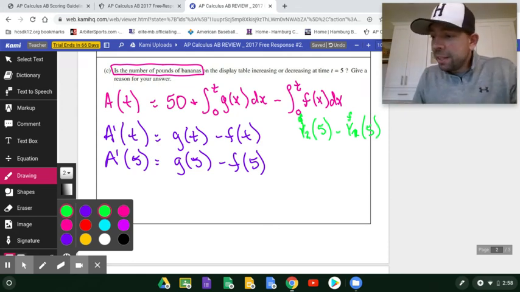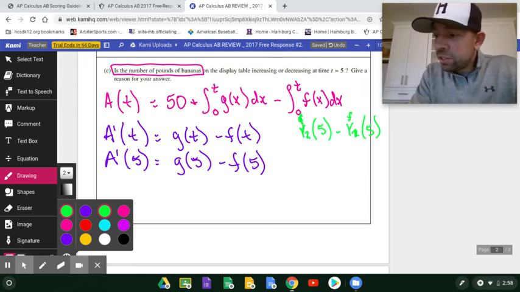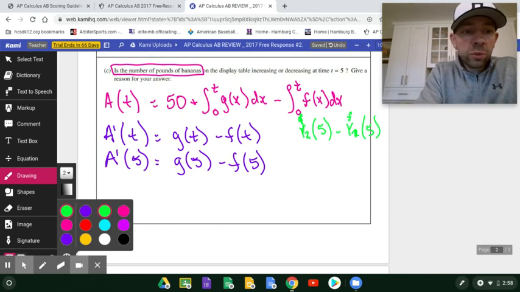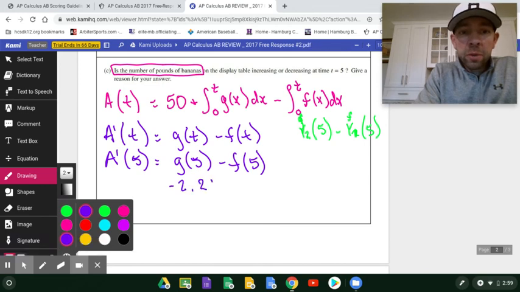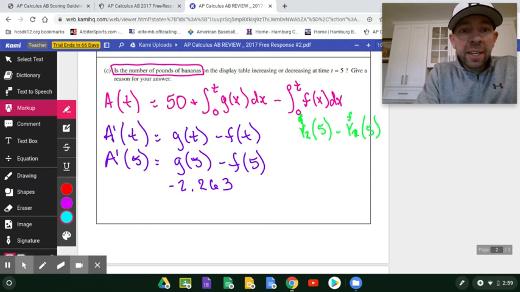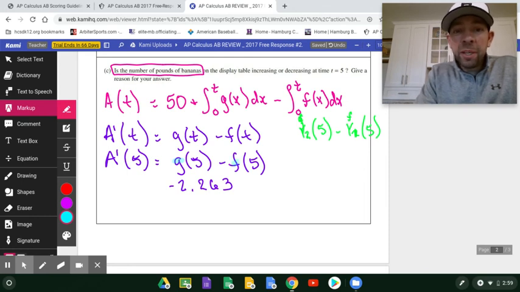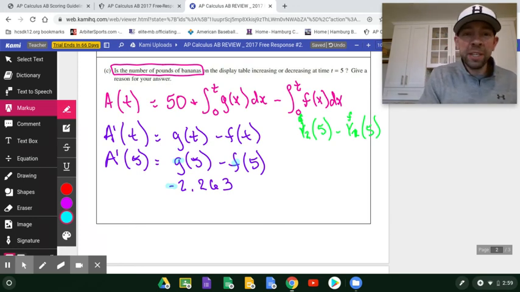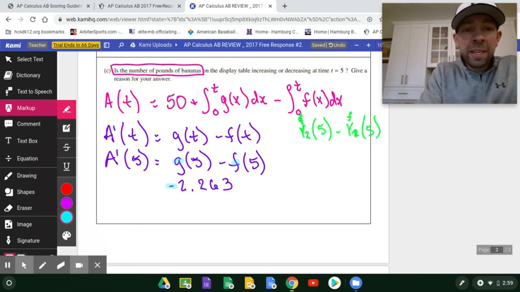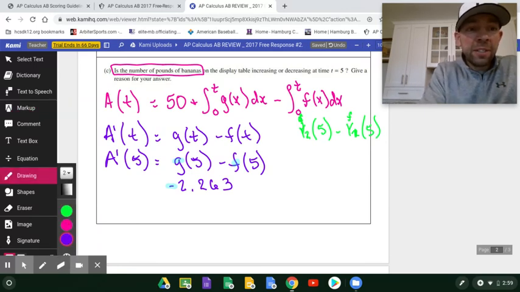Spit that out, the calculator is going to give about 2.263, or I should say negative 2.263. So basically what we're saying is if G is the rate at which the bananas are being added back to the table, and F is the rate at which they're being removed by the customers, the only way this answer could be negative is if the customers are removing the bananas faster than the employees are adding them in there. So ultimately, the number of pounds of bananas is decreasing.